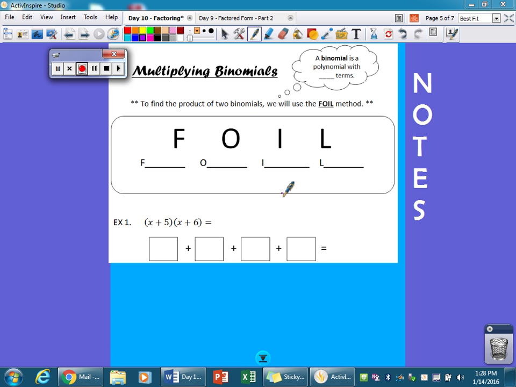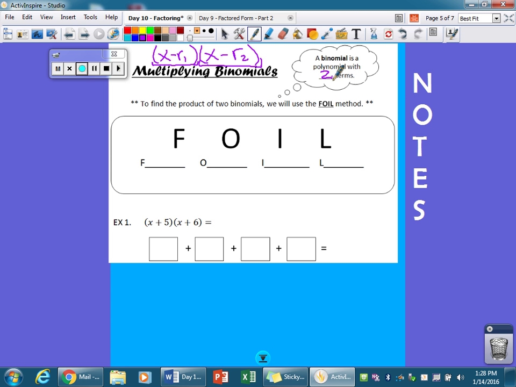If you remember when we were doing factored form, we had parentheses and we had x minus our r1, and then we had x minus our r2. These are binomials right here because they have two parts. Bi means two. So a binomial is a polynomial with two parts.